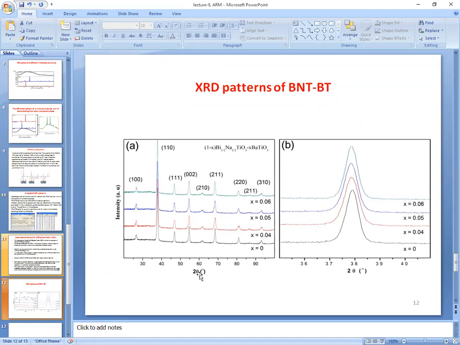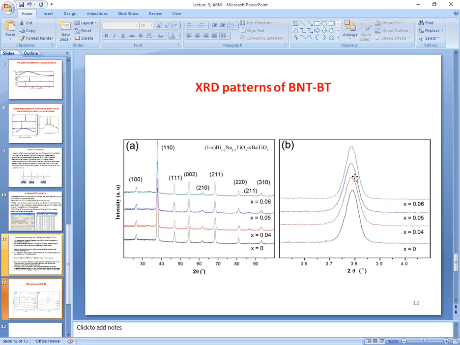This is the 2 theta in degrees. This is the intensity, and AU is for arbitrary units. In fact, we are not interested in the intensity. We are just interested in the number and position of these peaks. Part B of this graph is basically where we have magnified the peaks. In fact, this peak, the 110 peak, you can see the position of the peak at 38 degrees of 2 theta values. This is here. In fact, this is 38.